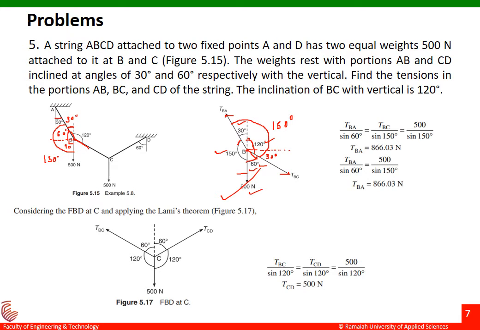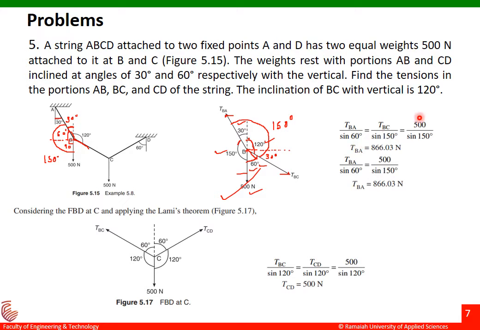Now we found out the angle made by the forces there. We can apply Lami's theorem here. Now number of forces are 3 and then we can apply Lami's theorem here. Right. Now TBA divided by sine 60 is equal to TBC divided by sine 150, which is equal to 500 divided by sine 150. Okay, so with the help of this equation we can get the answer for TBA.